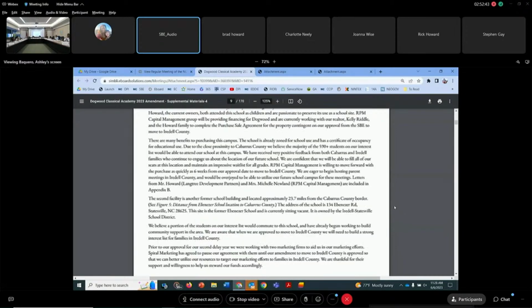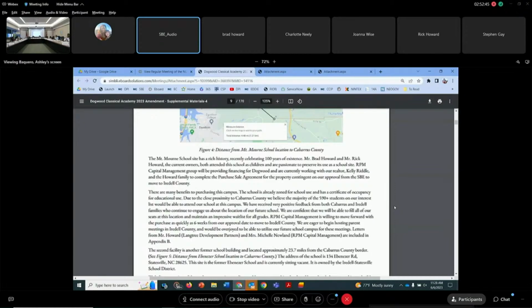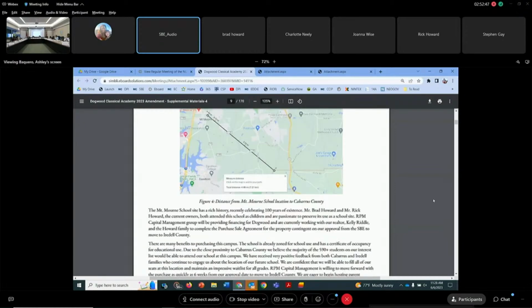They did identify a second property just in case the first one falls through. That's the former Ebenezer School in Statesville, North Carolina. They did submit a letter of intent to purchase if the first property falls through. This one is 23 miles from the Cabarrus County border.